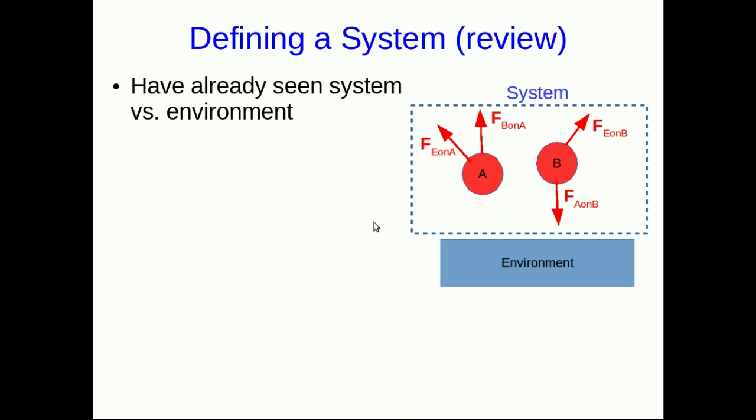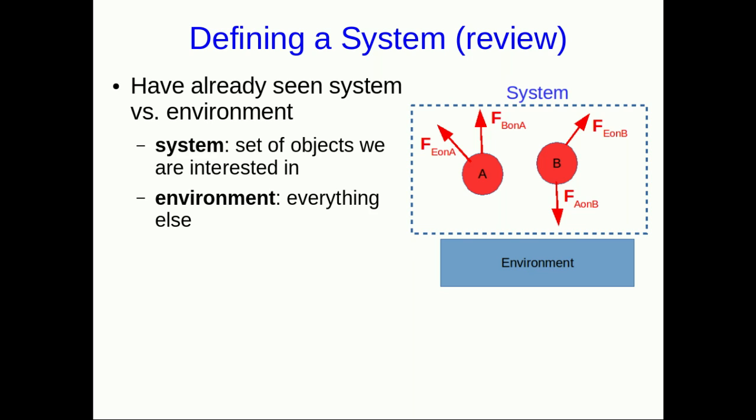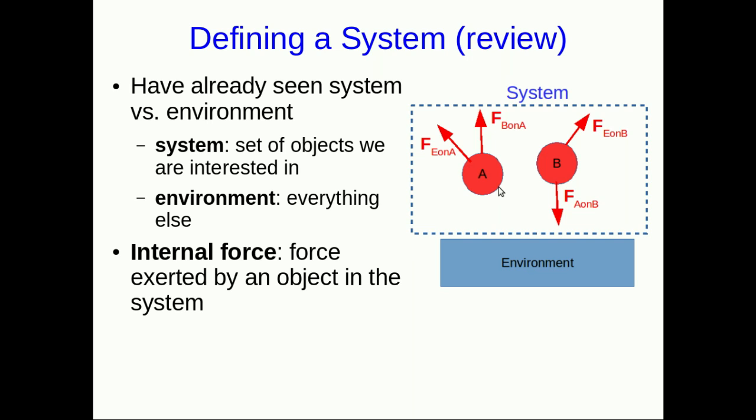Some time ago we saw this idea of a system, where we divide everything there is into the things we're interested in, which we call our system, and everything else, which we call our environment. And crucially, we call forces that objects in the system exert on each other internal forces. So in this case, I've got a system consisting of objects A and B, and A exerts Fa on B, and B exerts Fb on A. We call those internal forces.